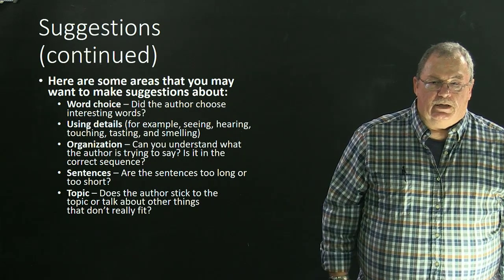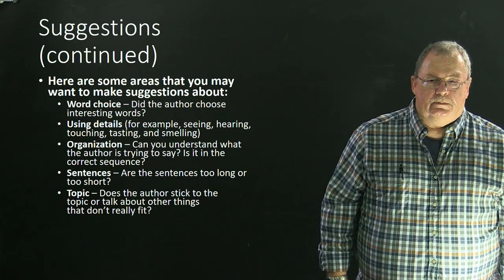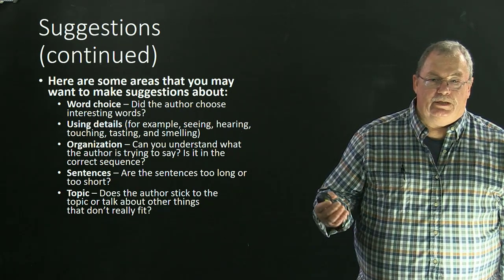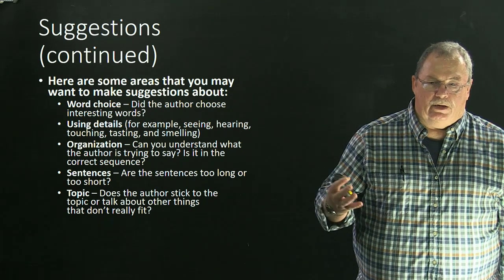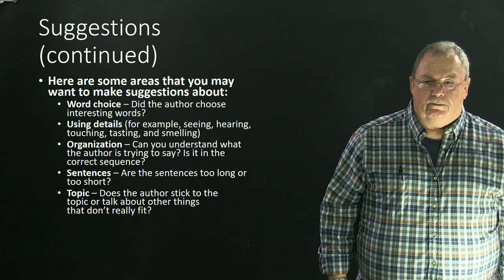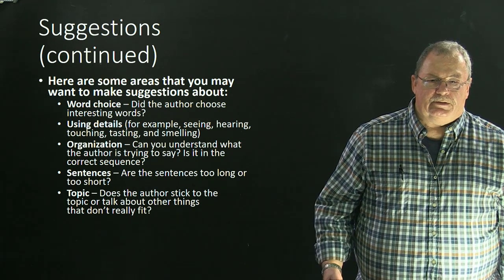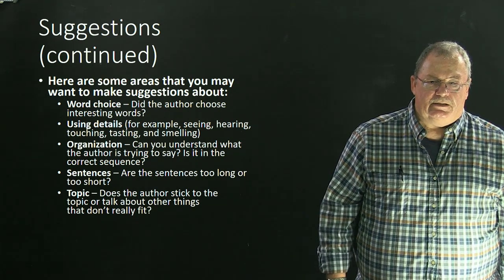Here's some areas that you can look at. The word choices. What did the author mean? Did they say to, T-O-O, or T-O, or T-W-O? Make sure you check all the words as you read through the process. Use details, for example, seeing, hearing, tasting, touching, and smelling.